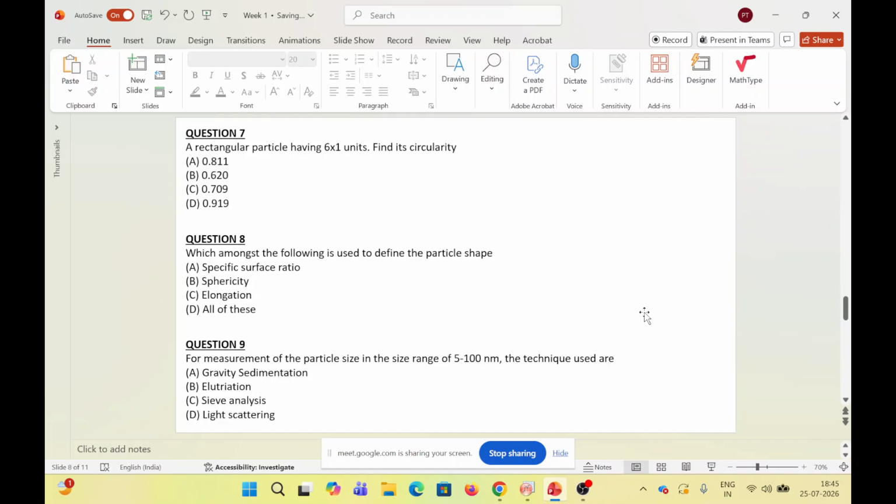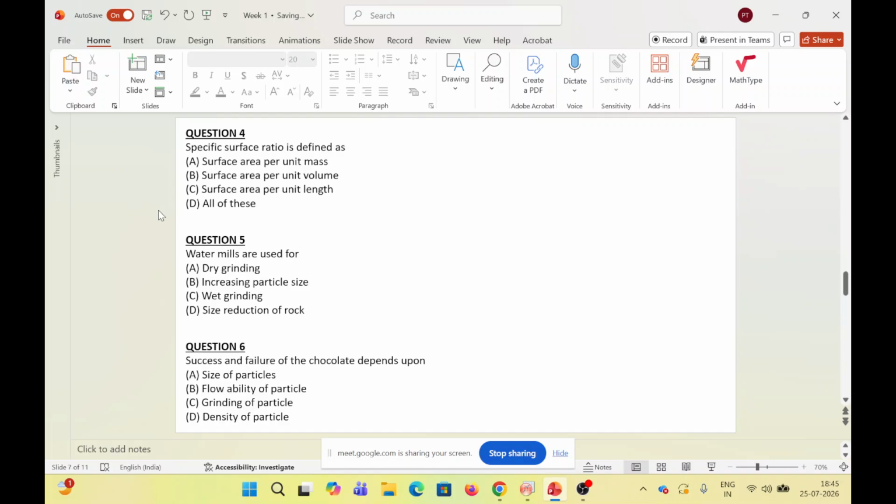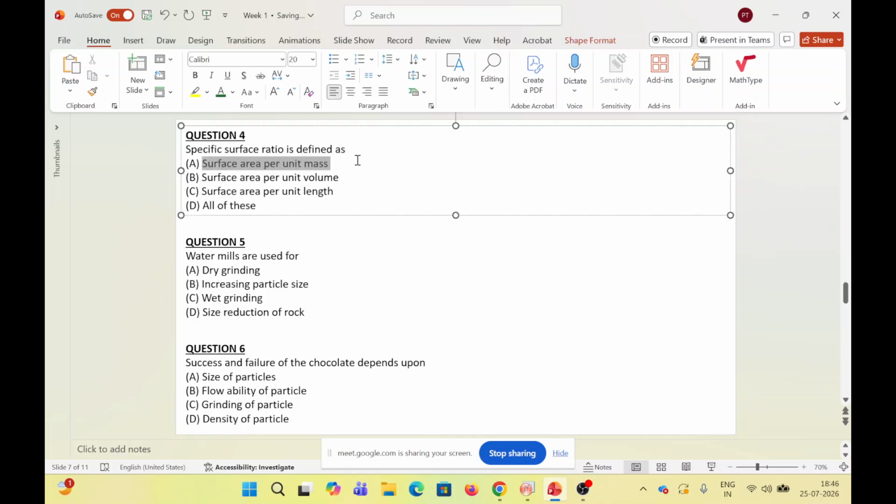Okay, let's see how fast we finish questions 4, 5, 6. Specific surface ratio is defined as surface area per unit mass, surface area per unit volume, or surface area per unit length? Option A. As I said, whenever you have anything preceded with the term specific, it typically means that particular quantity upon mass. So specific surface ratio is nothing but surface area per unit mass.